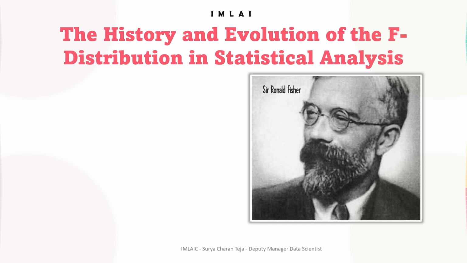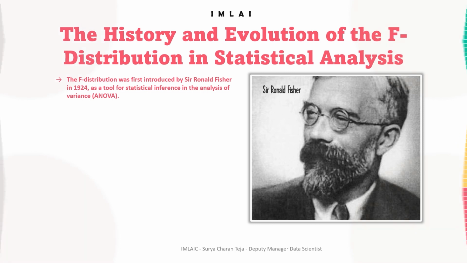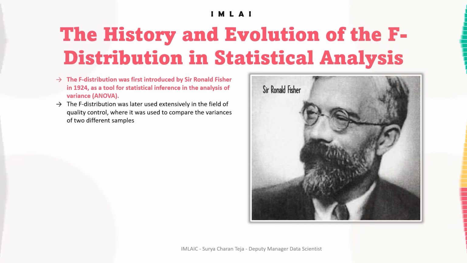The F distribution was first introduced by Sir Ronald Fisher in 1924 as a tool for statistical inference in analysis of variance, ANOVA. The ANOVA technique was developed by Fisher to test the hypothesis that several population means are equal based on a set of sample means. The F distribution was later used extensively in the field of quality control, where it was used to compare the variances of two different samples. It was also used in the design of experiments, where it was used to determine the optimal sample size and the number of replicates required to achieve a desired level of statistical power.